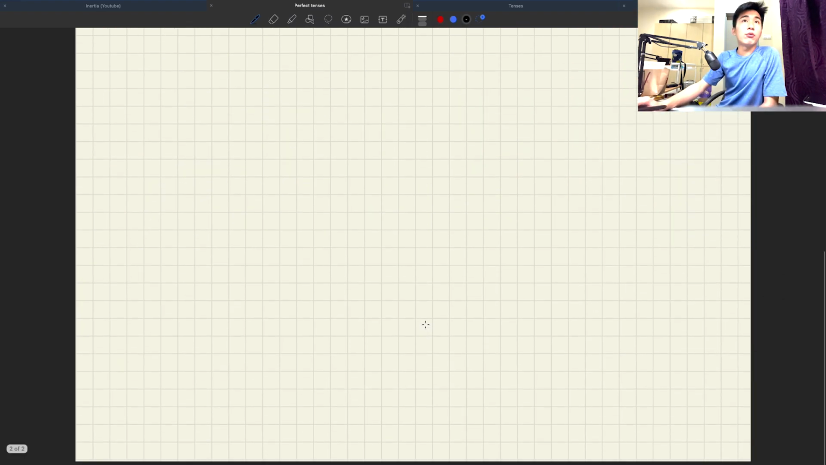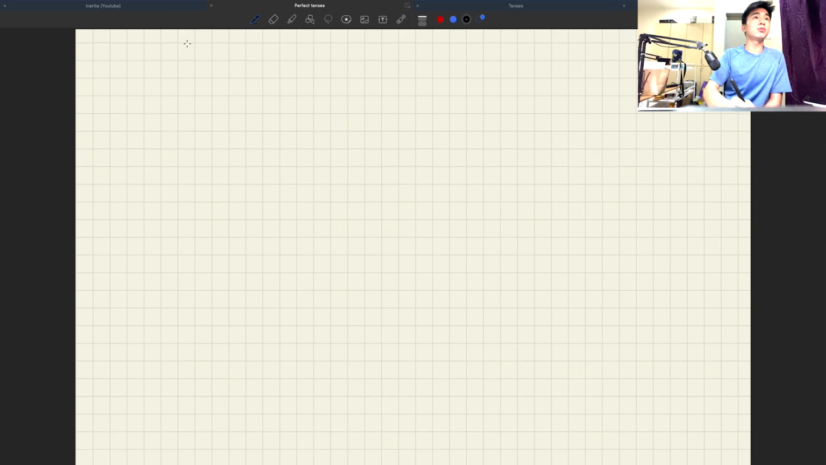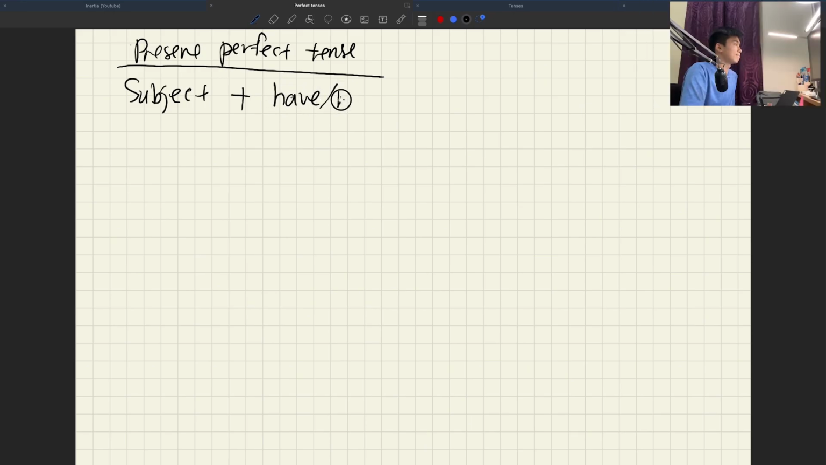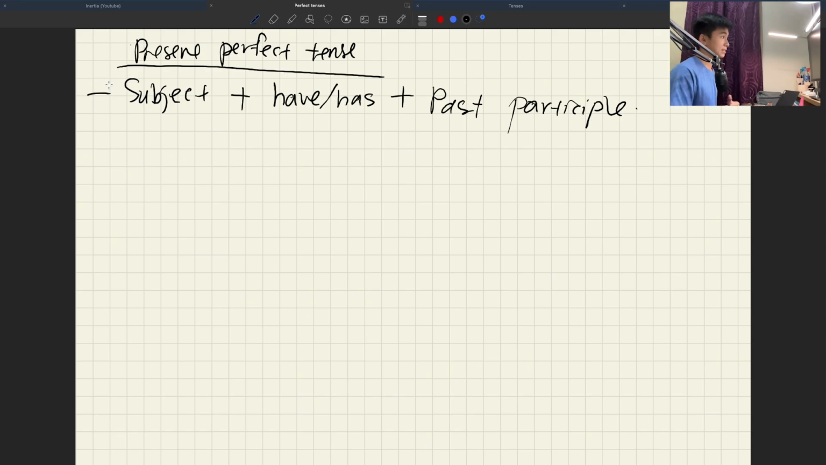So right now, I will write down those formulas for you. I know this is not math, but it still needs a formula to construct a sentence, so it makes sense, okay? So for the first one right here, present tense, the formula is subject plus have or has plus past participle. And so this is the formula for present perfect tense.